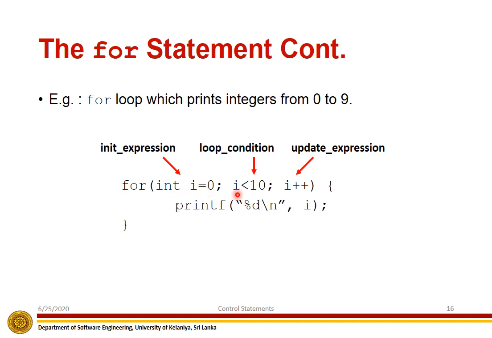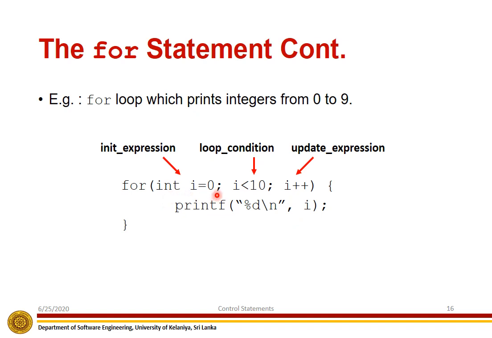Then the second one is the loop condition, i is less than 10. This for statement must execute while i is less than 10. Then at last, the update expression: i must be increased by 1 in every execution. So we will see how this works.